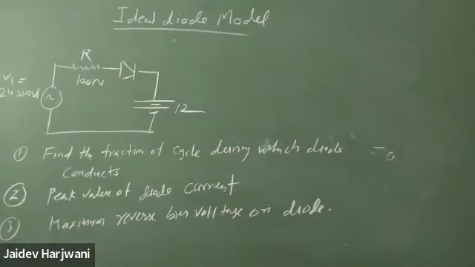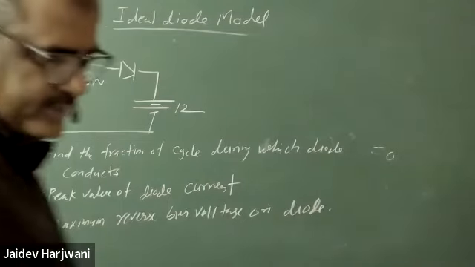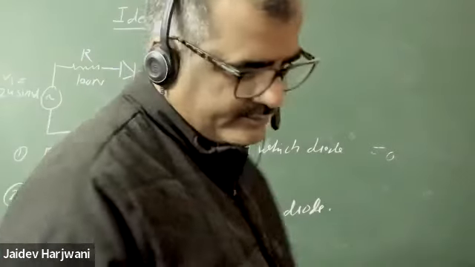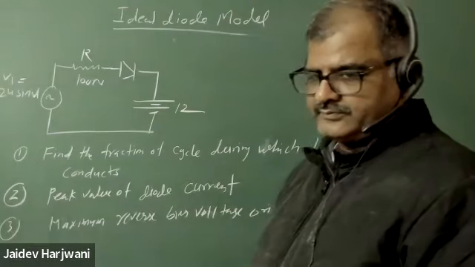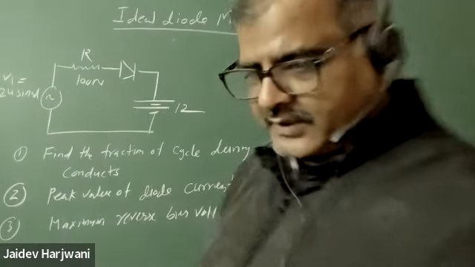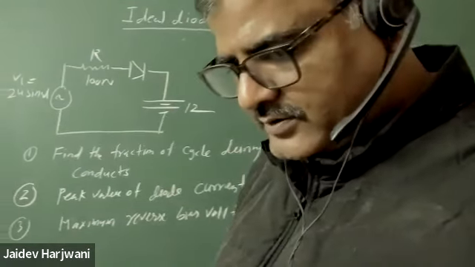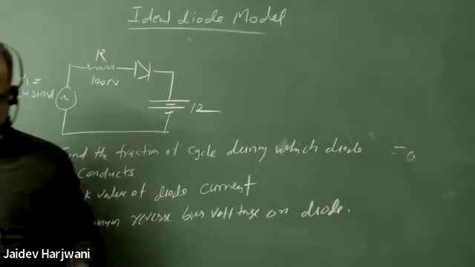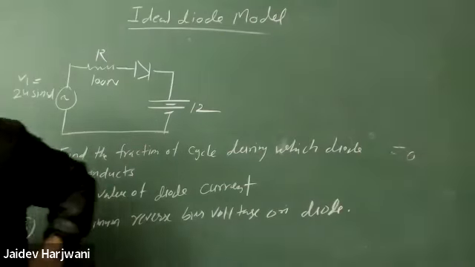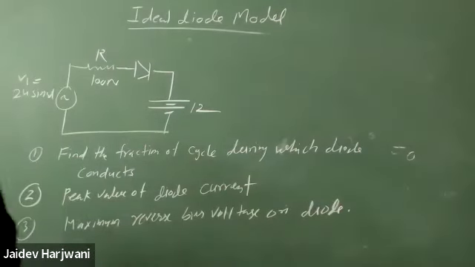So assuming diode is ideal. Sir, in the question, will it be mentioned that it is an ideal diode? Yes, yes, this will be mentioned. They will mention the ideal diode, or they'll say it's a silicon diode and constant voltage 0.7. So this will be given.